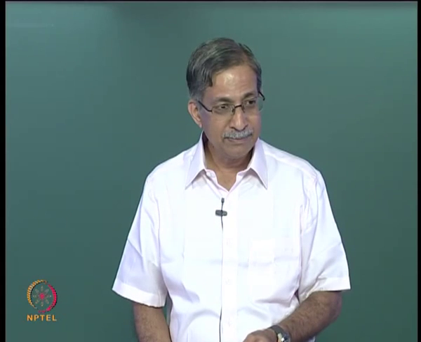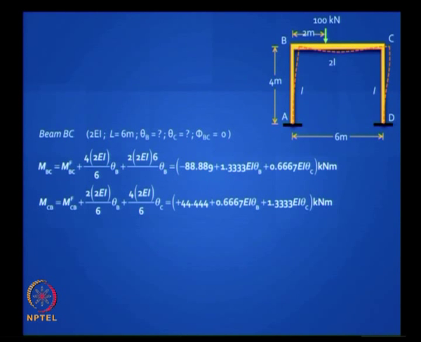In the same manner you can write for BC. In BC will there be any sway? Any chord rotation? No. So for BC it is a straightforward thing. Fixed end moment you can write down simply as 4 EI by L theta B and 2 EI by L theta C. Is it clear? For MBA, for MBC and for MCB, straightforward.